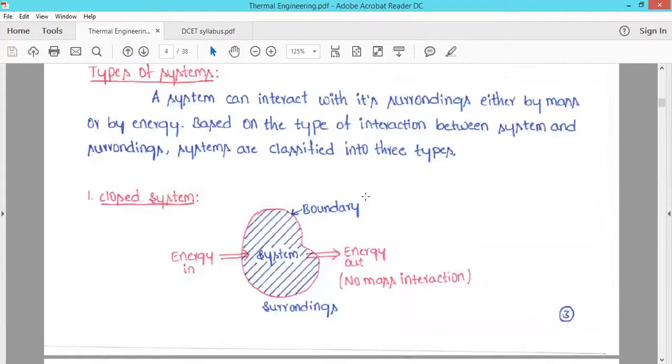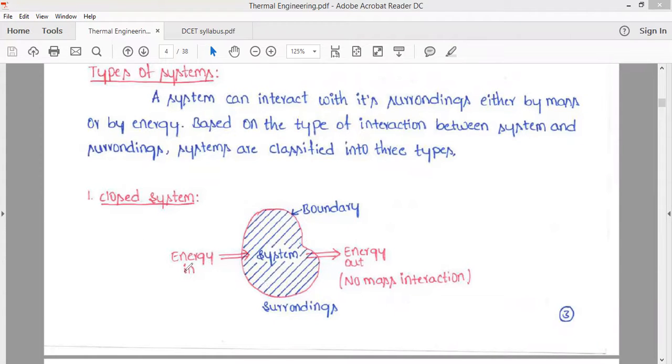Let us discuss the types of system. Based on the interactions between the system and surroundings, we are going to classify the systems into three types. First one is closed system, open system, and isolated system. In closed system, here I consider the same system, right? That is the two-dimensional space enclosed within this red curve.